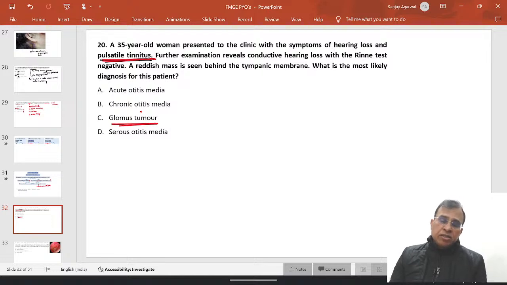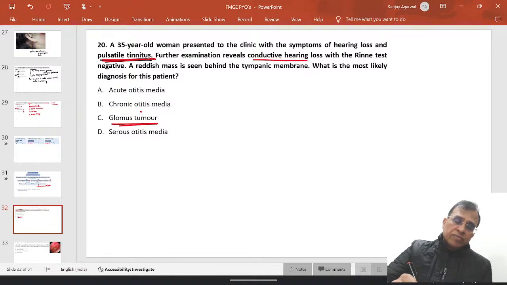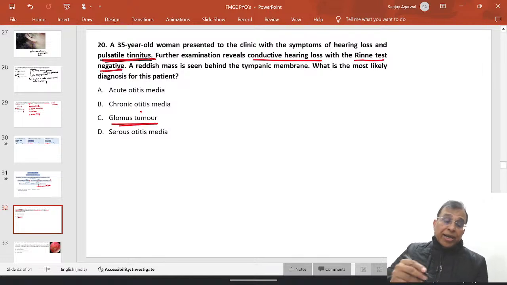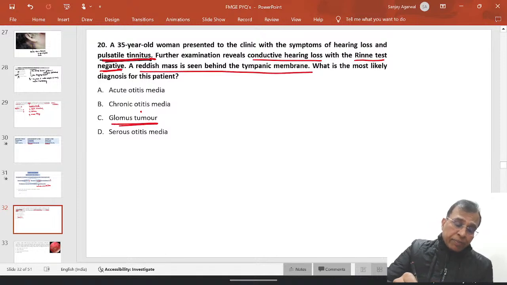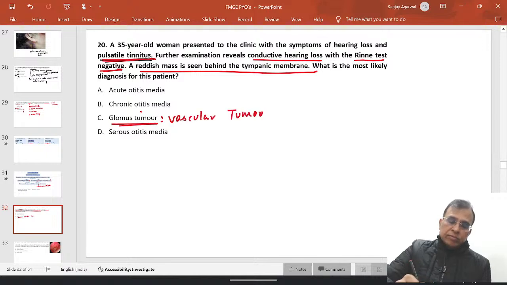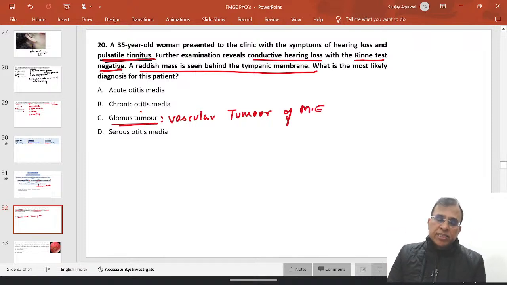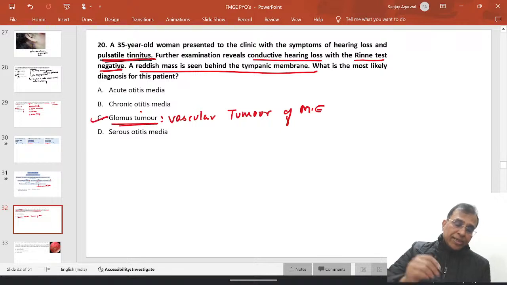Further examination reveals conductive hearing loss, which means it is a middle ear disease, and conductive hearing loss will have negative Rinne, and a reddish mass behind the tympanic membrane. Because glomus tumor is a vascular tumor of the middle ear, not always, but for our sake we can say so, that's why it's reddish in color. So everything is telling you it has to be a glomus tumor only and nothing else.